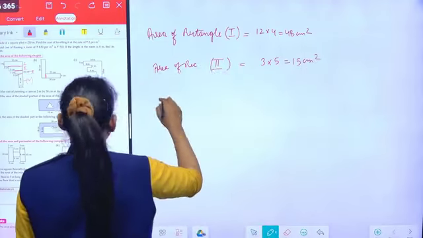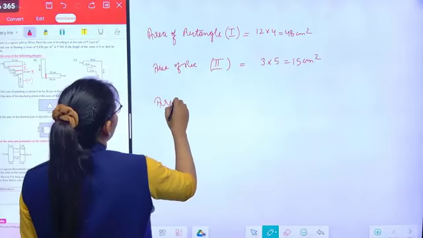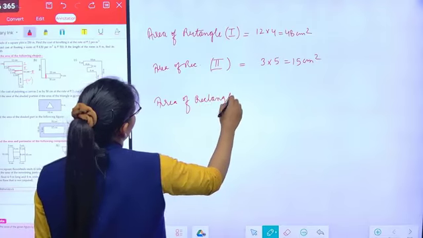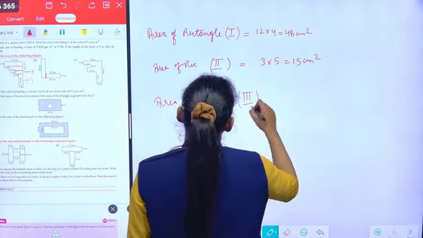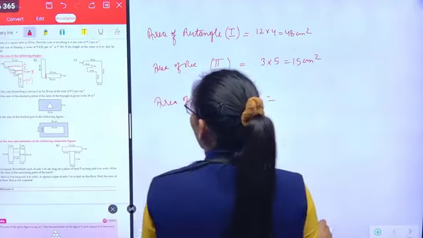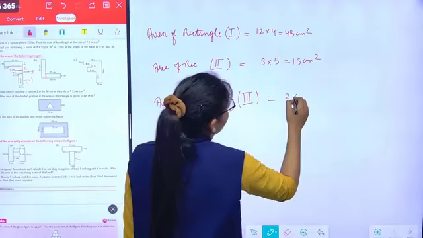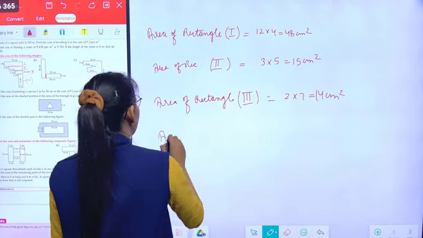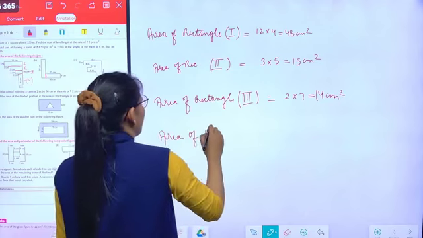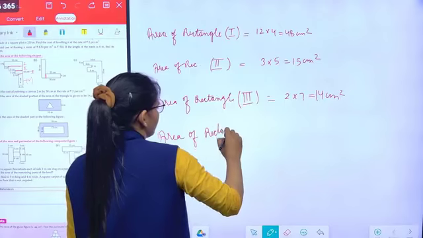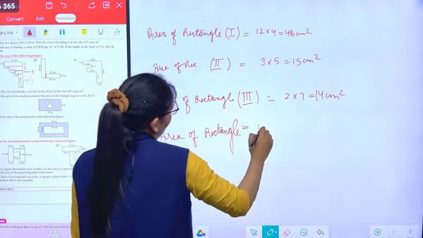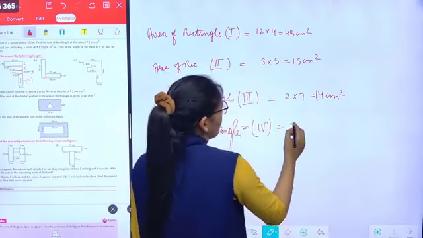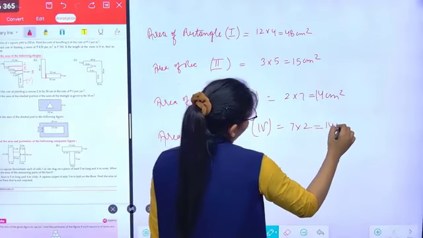Now come on, area of rectangle third, that is class 2 multiply by 7, that is 14 centimeter square. Now area of rectangle is equal to, that is 7 multiplied by 2 is equal to 14.